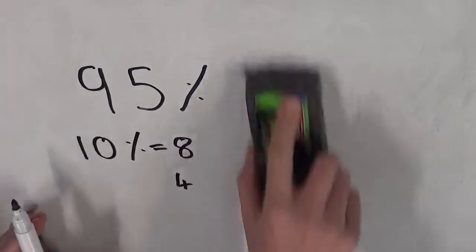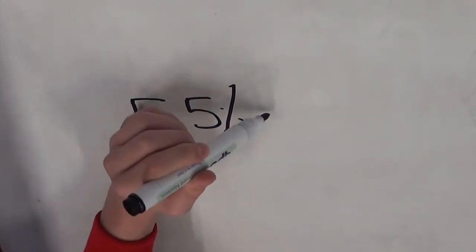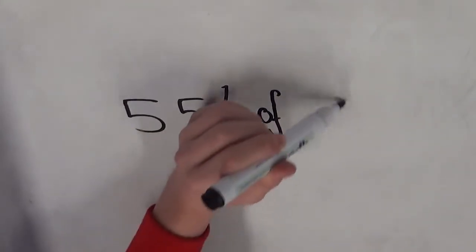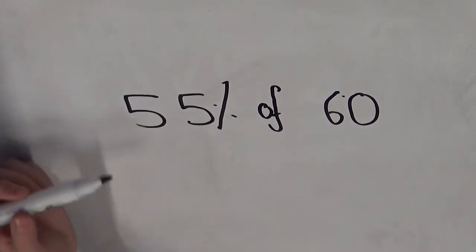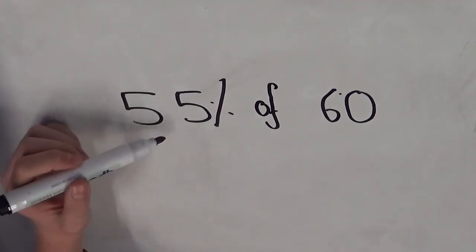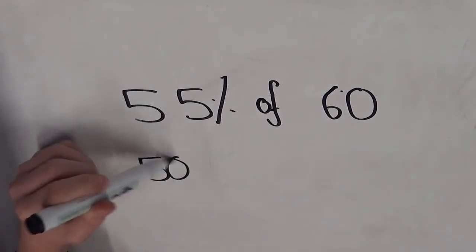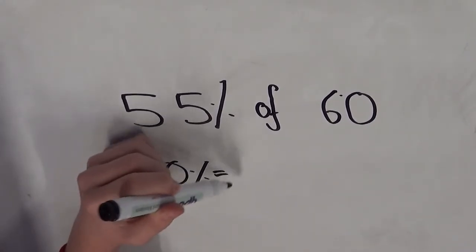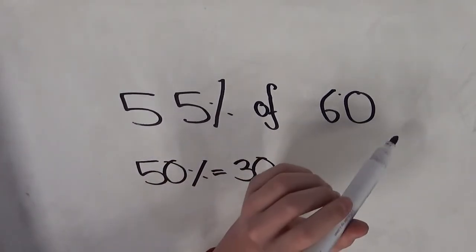Now, for our final sum, let's do 55% of 60. Now, we are 5% above from halfway. So let's find half of 60. This is 30, as we have divided 60 by 2.